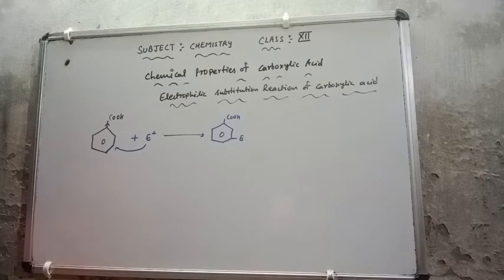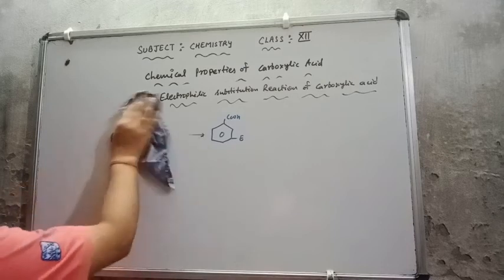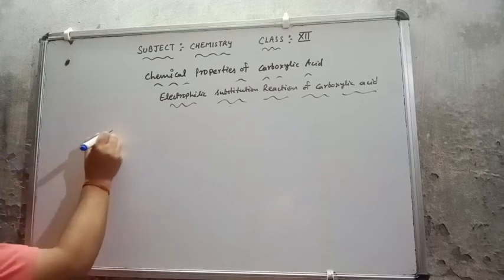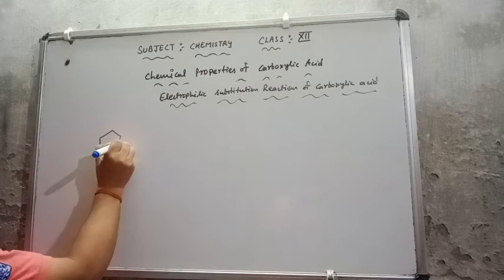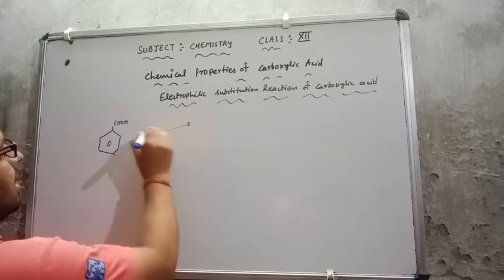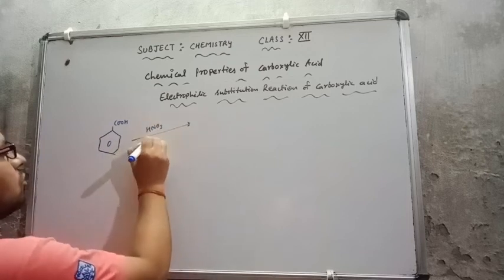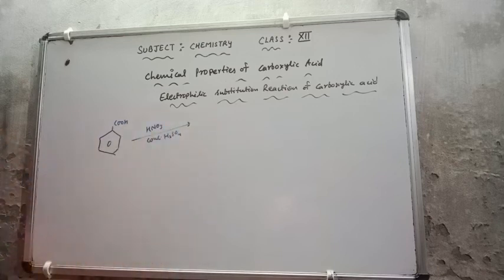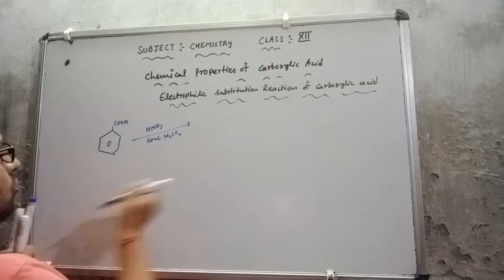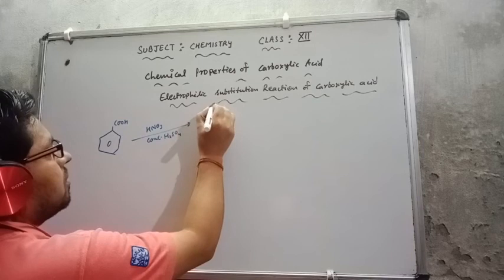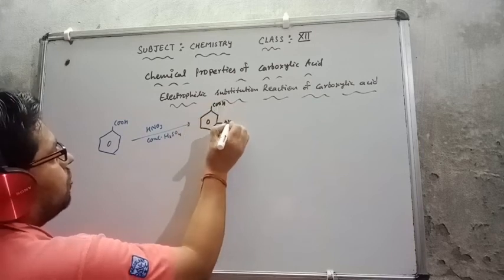Now I'm going to discuss with you some examples related to this. Suppose I'm taking the example reaction with HNO3. This is benzoic acid, COOH, reacting with HNO3. We know that this will be in the presence of concentrated H2SO4. So how will it be? The NO2 group will be attached on the meta position. This is COOH and this NO2 will be attached.